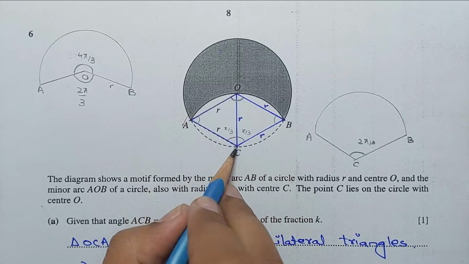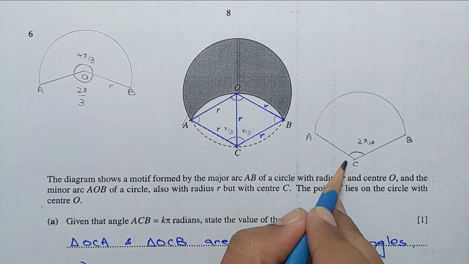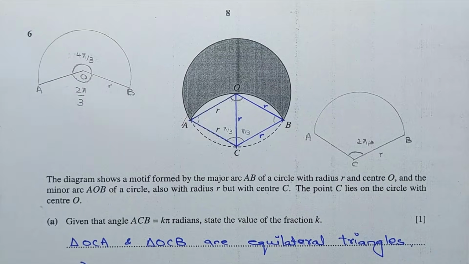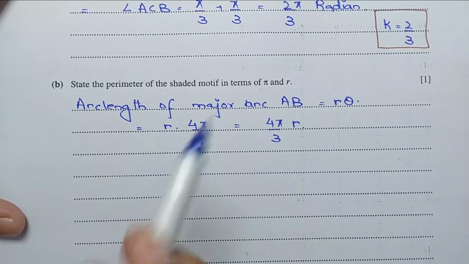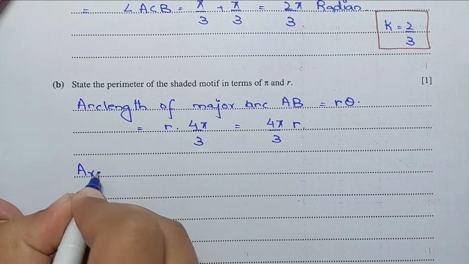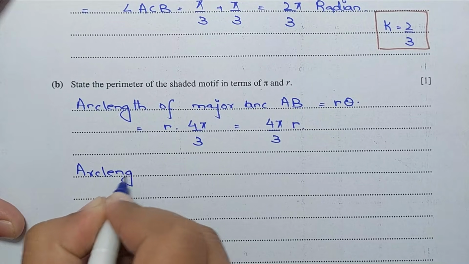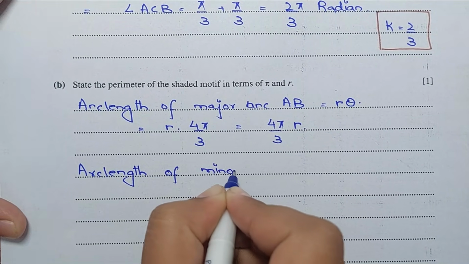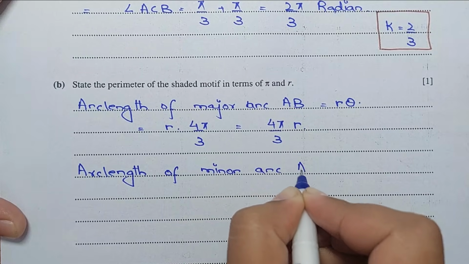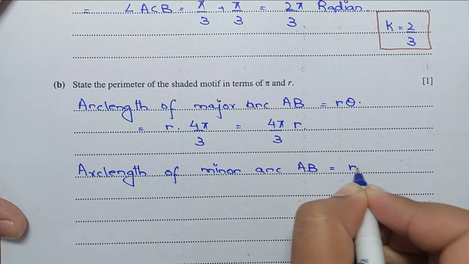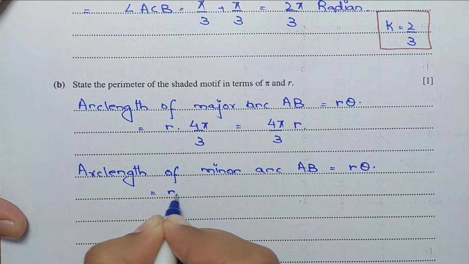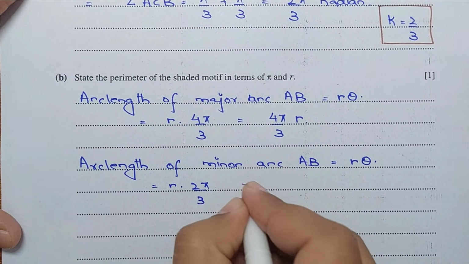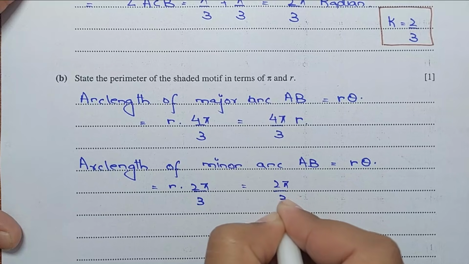Now for the smaller arc we have to consider C as the center, and the radius is again r, so we can say radius times theta. The length of minor arc AB is again radius times theta. The radius is r, the theta is 2 pi by 3. So this is 2 pi by 3 r.